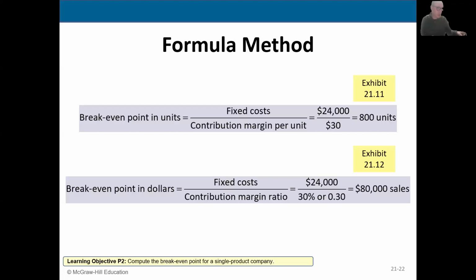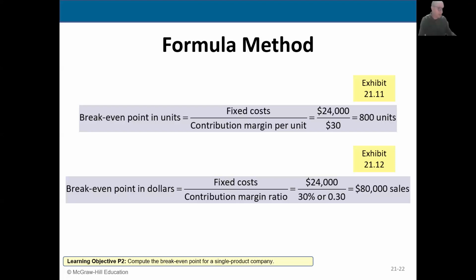We know that our sales price is $100. Our variable costs are $70. That means our contribution margin per unit is $30. Our fixed costs are $24,000 per month. Contribution margin $30 per unit. 24,000 divided by 30 is 800 units. That means I need to sell 800 footballs per month in order to break even.